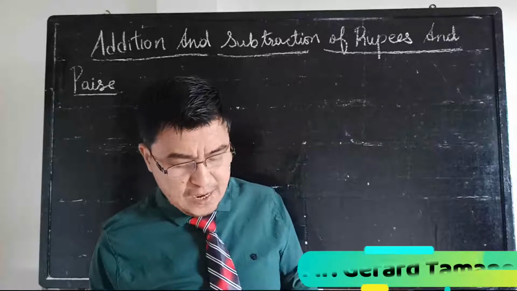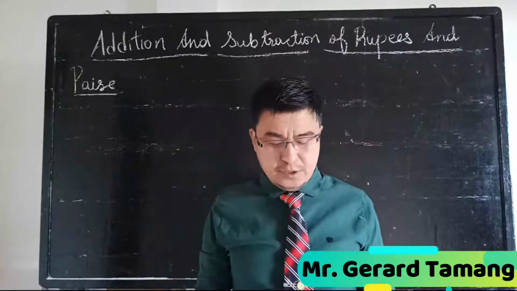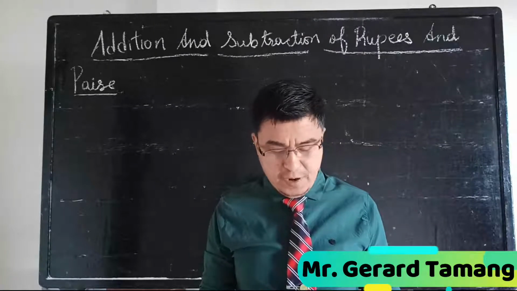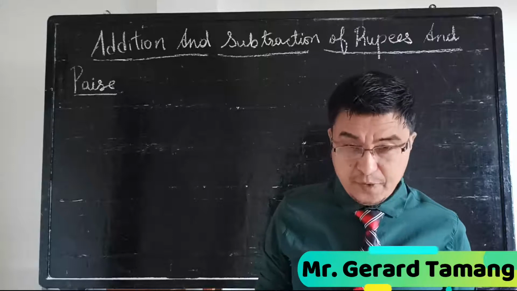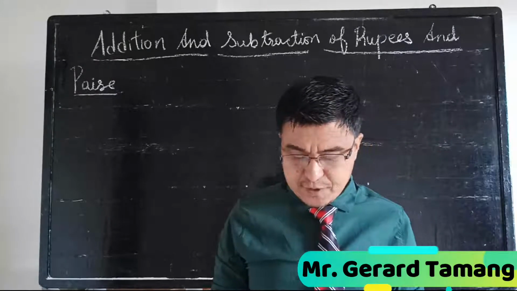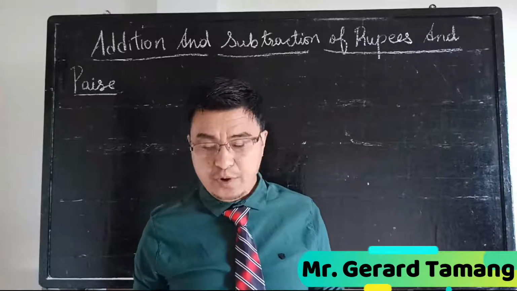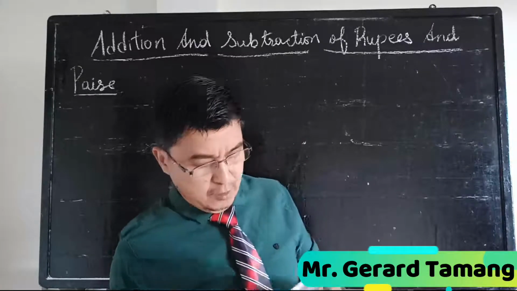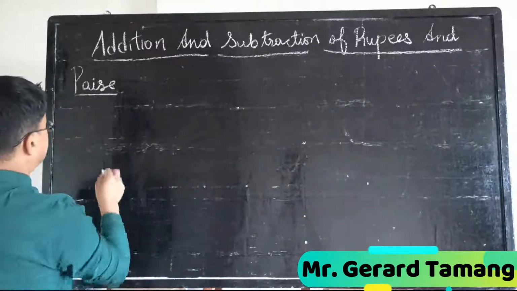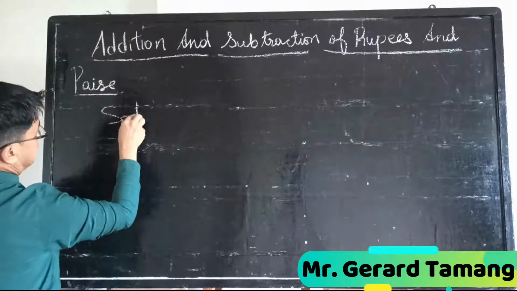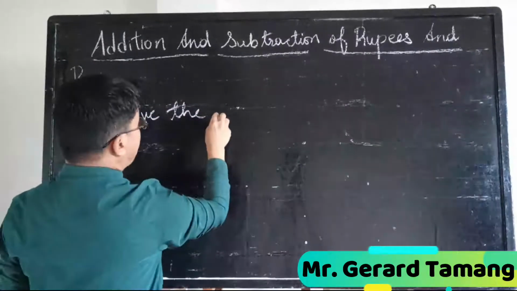After adding or subtracting, remember to place the dot just before two places from the right. The dot separates the rupees part from the paise part. On the left side of the dot we write the rupees, on the right side of the dot we write the paise. Now look at this, solve the following.